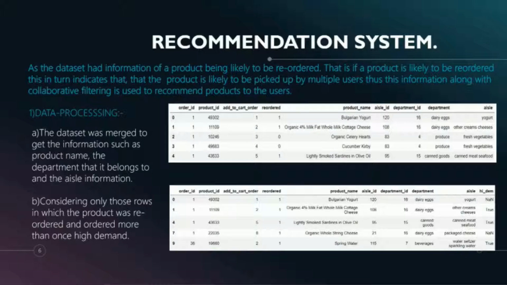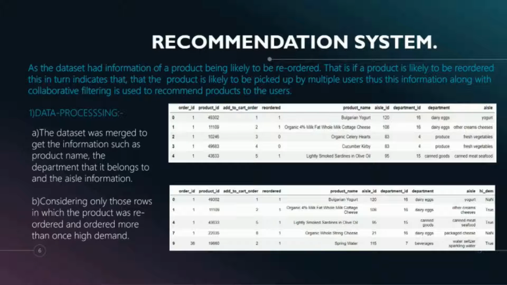The previous section talks about whether an item will be reordered or not. This information, in addition to collaborative filtering, is used to recommend products to the user. This is because if an item is reordered multiple times, it in turn indicates that the item will be picked up by more users more often. The steps include data processing and then the actual recommendation system.